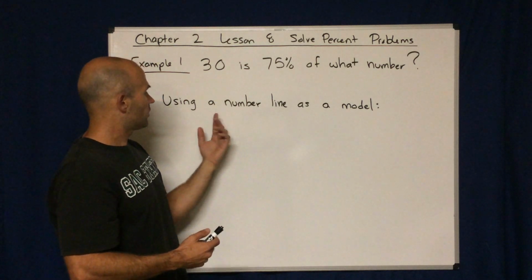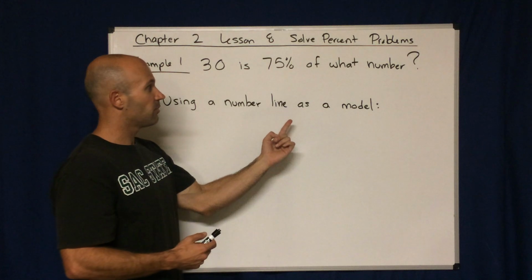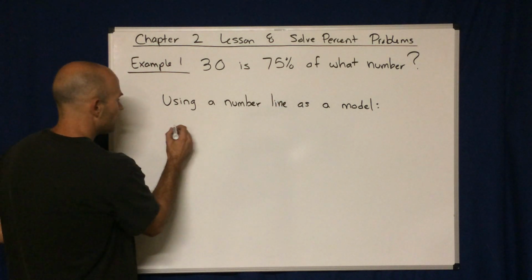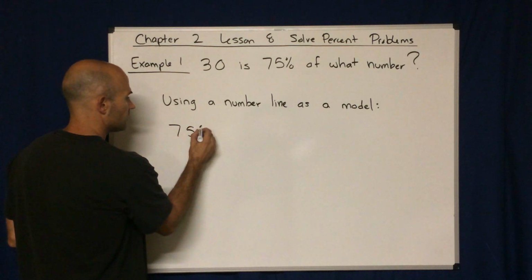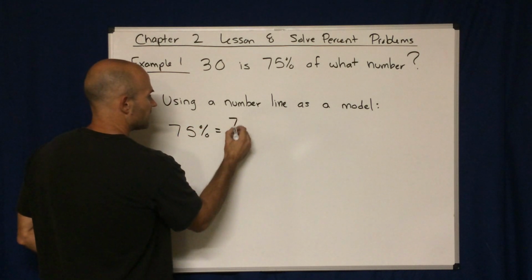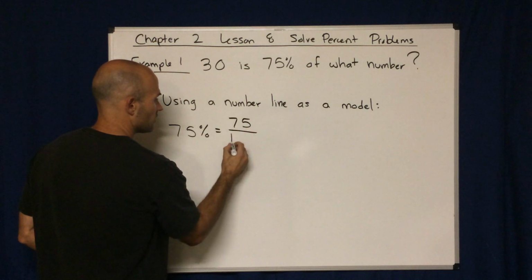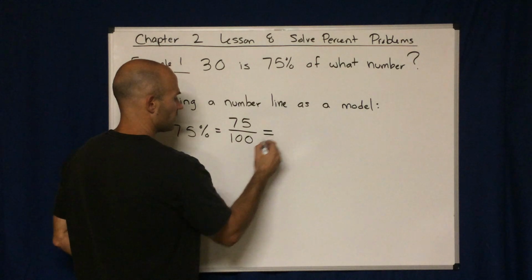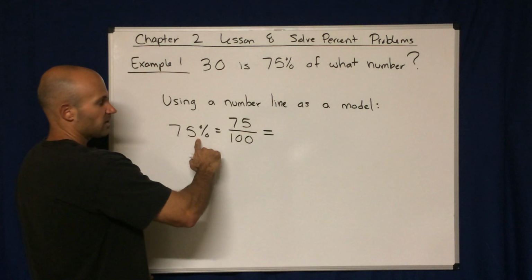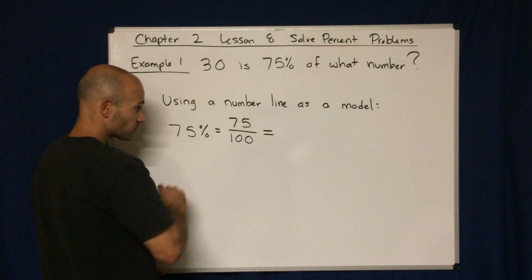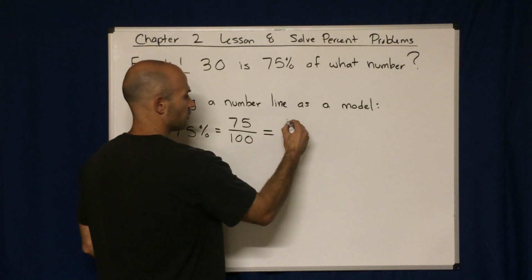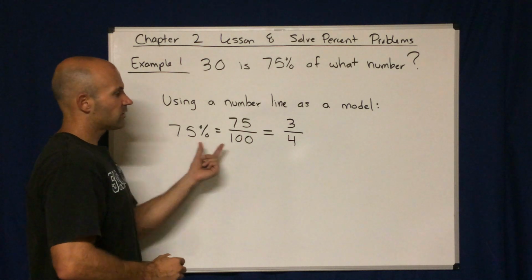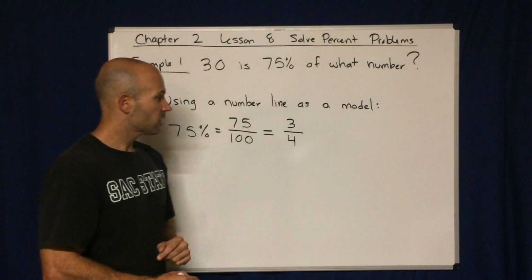The first one they call using a number line as a model for 75%. What does that mean? The key idea is that 75% has a natural interpretation as a fraction. I talked about this in my Lesson 6 video, on estimating with percents. 75% as a fraction is 75 over 100, which can be reduced to 3/4. So we're thinking of 75% as representing 3/4 of something.